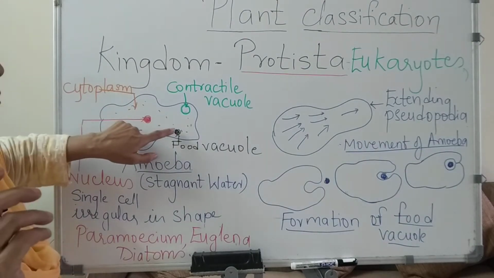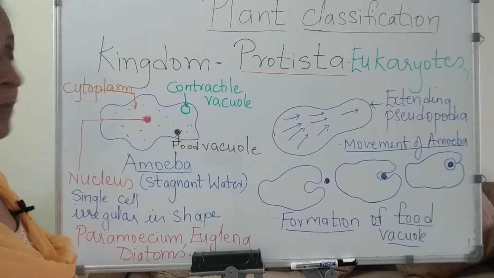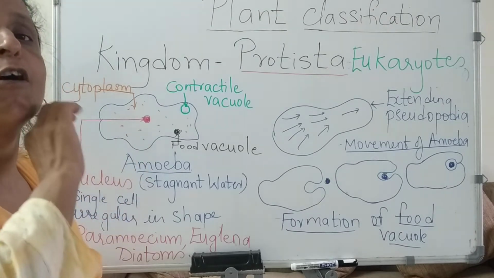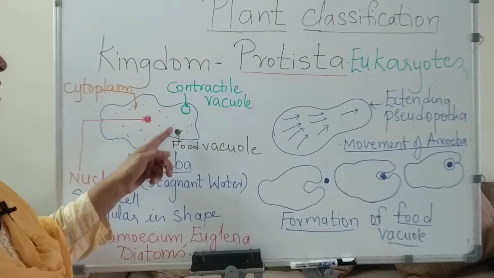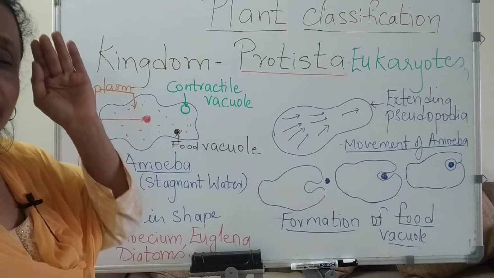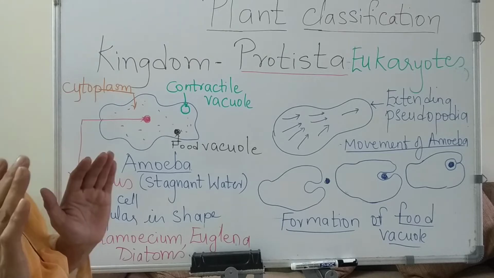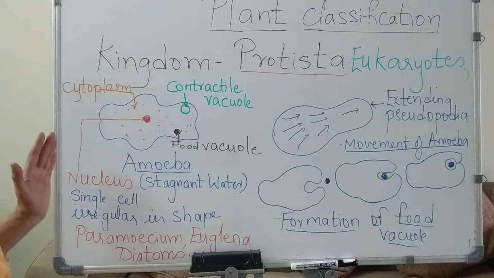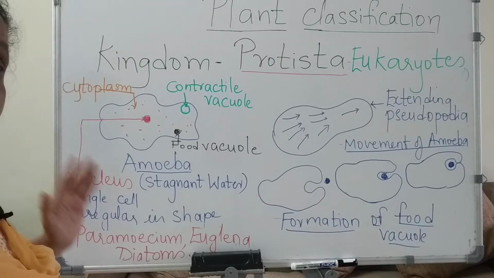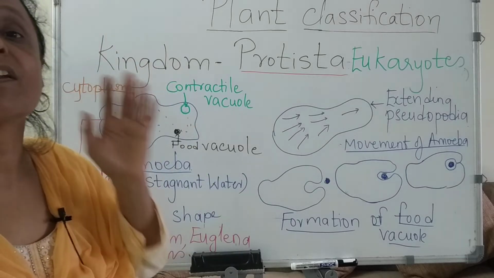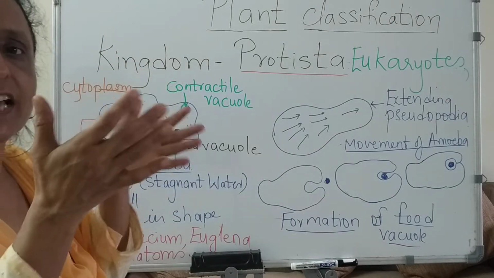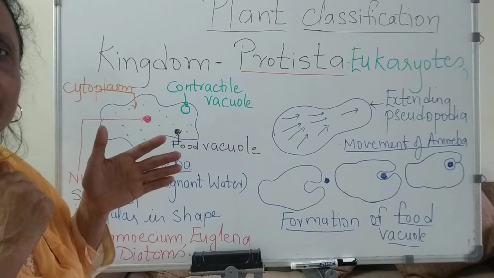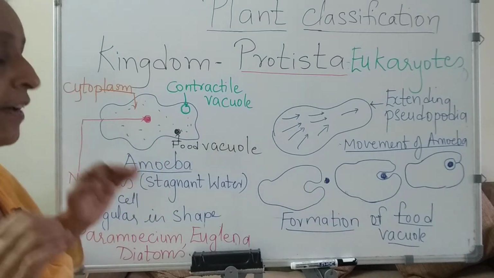Now, floating in the cytoplasm, you see the food vacuole. You see the contractile vacuole. This unicellular cell is capable of doing all the function. It takes in food, it gives out waste, it does reproduction. All the functioning is done by this small unicellular animal. So here you can say that it is single cell, only one cell. It is irregular in shape. It does not have any perfect shape. It can change its shape according to the requirement. So you say it is irregular in shape.